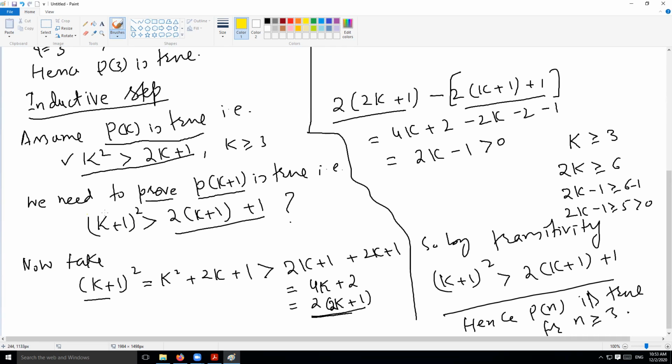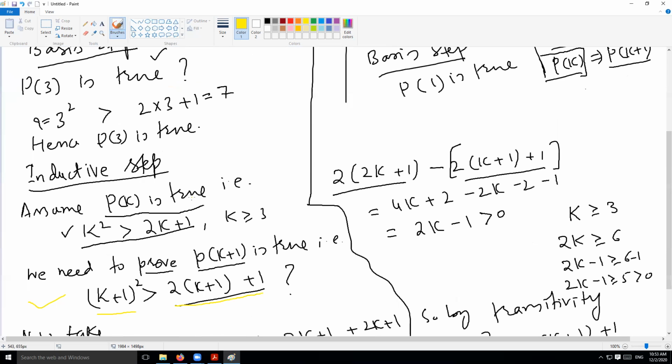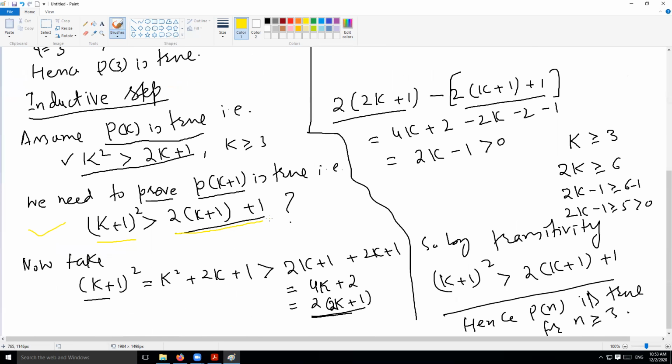In other words, what we need to prove is that (k+1)² is bigger than 2 times (k+1) plus 1. How did I get this statement? I just substituted n equal to k plus 1 in my given inequality that I have to prove. So if I substitute n equal to k plus 1 in my given inequality, I get this. But this is something that I have to prove.